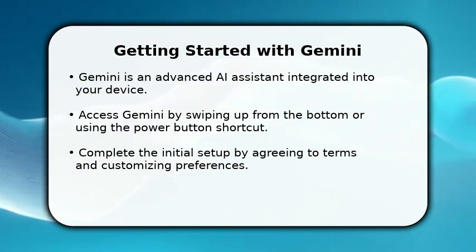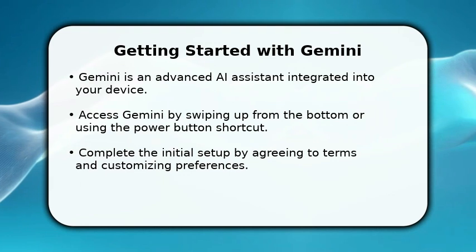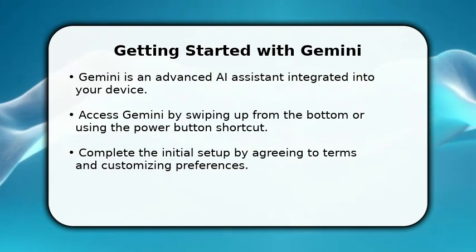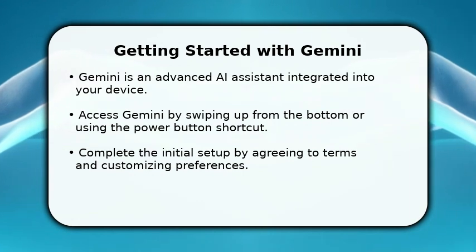You can typically access Gemini by swiping up from the bottom of your screen or by long pressing the power button, depending on your settings. Follow the on-screen prompts to complete the initial setup, which usually takes less than 1 minute. This involves agreeing to terms and customizing your initial preferences for a personalized experience.